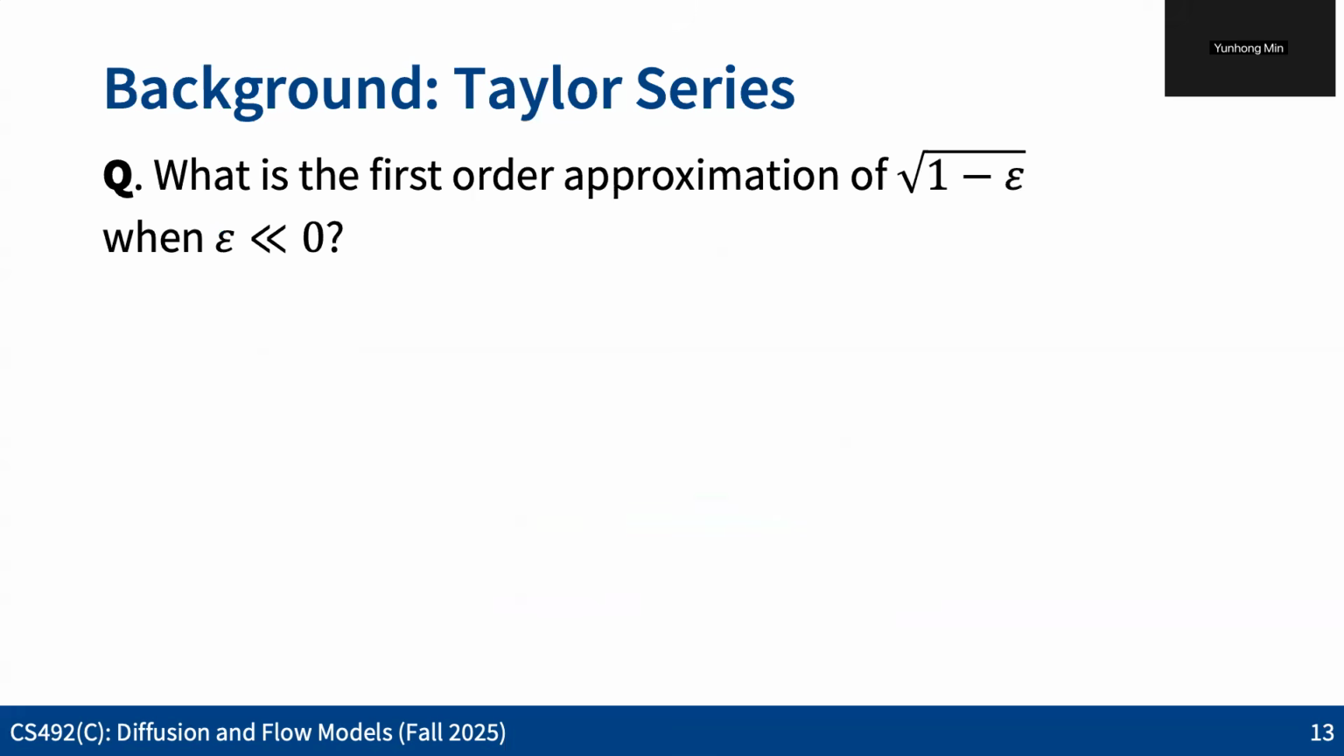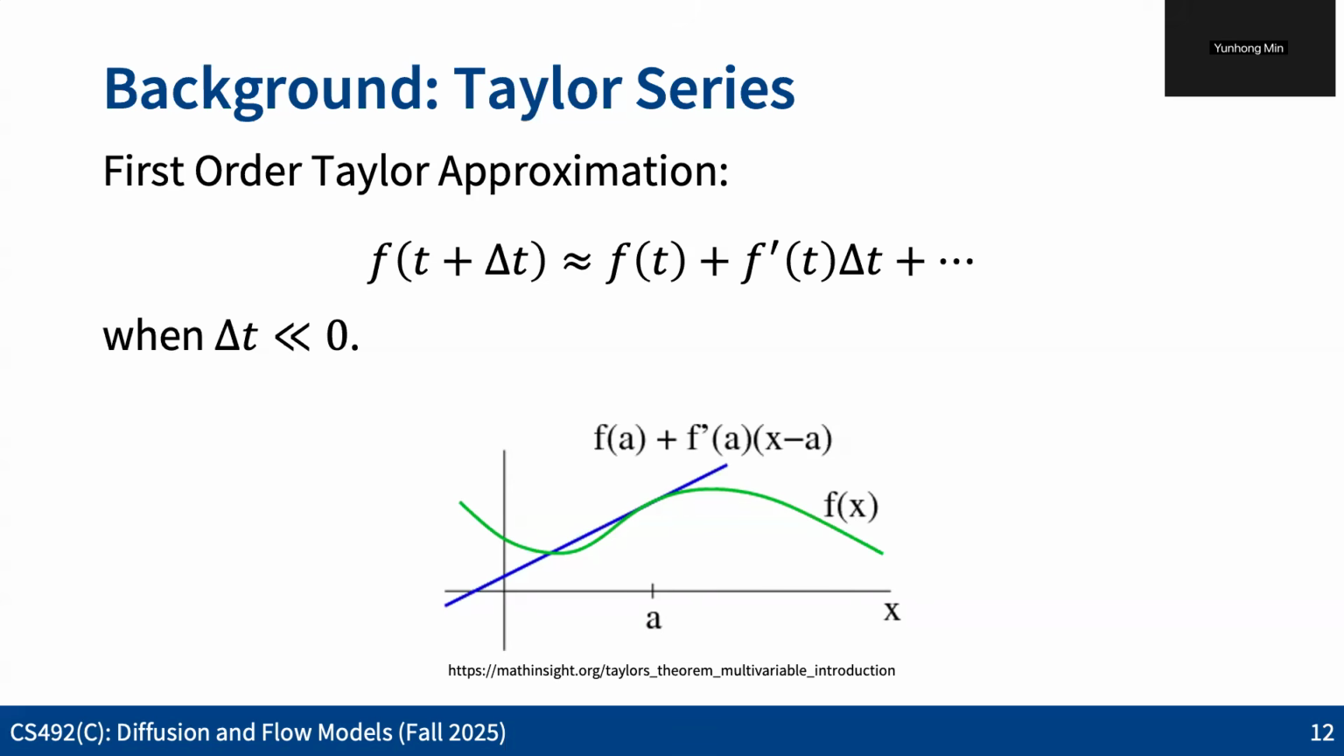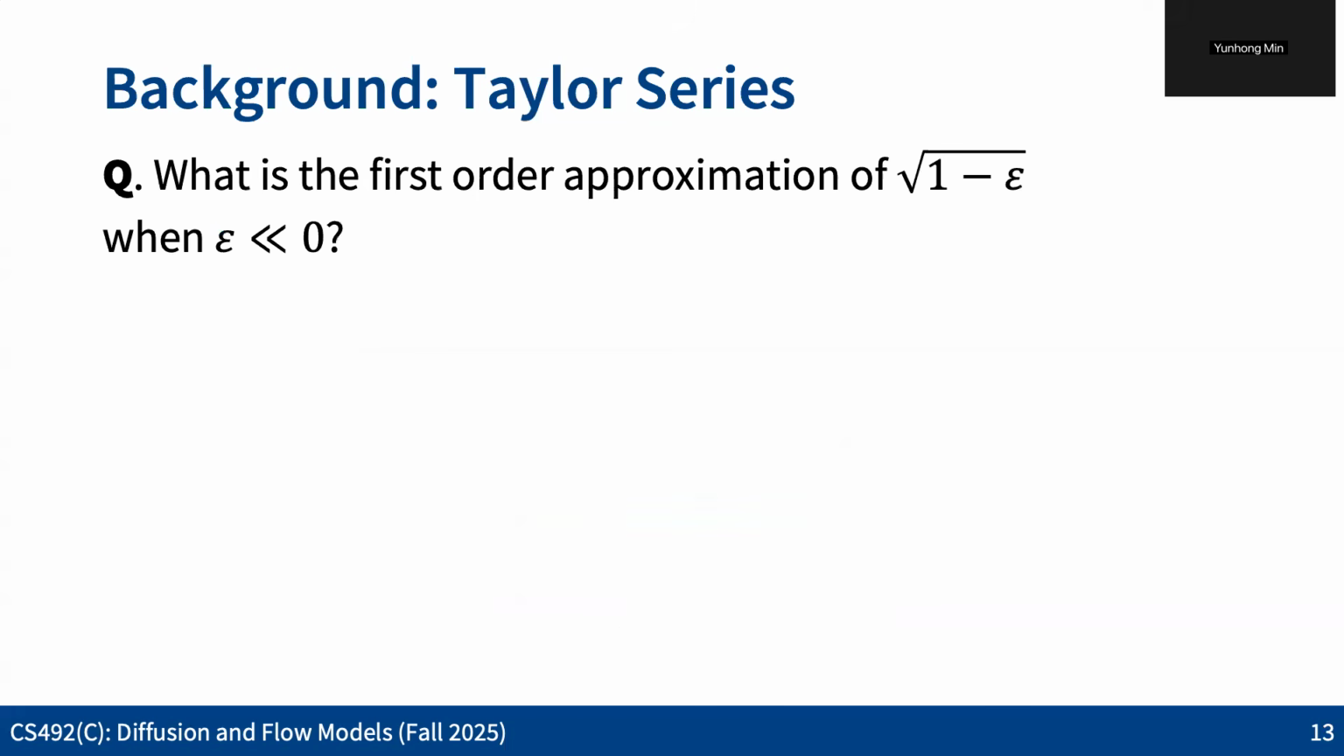Based on that, let me ask you a quick question. Based on this Taylor series here, given any function f, when f at t plus delta t can be approximated in this way, what will be the first order approximation for this function when epsilon is very small? Do you have any answer for this? 1 minus epsilon over 2? Yes. But try yourself. Let me give you some time to work on this.